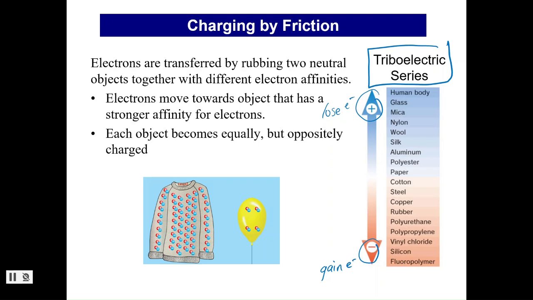So the way you would use a series like this is you would take two materials and rub them. Let's say I take PVC, vinyl chloride, and I rub a piece of silk on that vinyl chloride. Because the vinyl chloride is lower on the list, it has more of a tendency to gain electrons, so it's going to end up with a net negative charge. The electrons are going to get stolen from the silk, and the silk is going to end up with a net positive charge, not because it's gained protons, but because it has lost electrons.